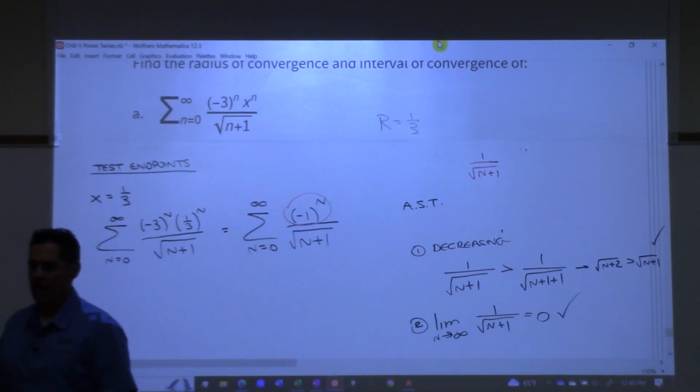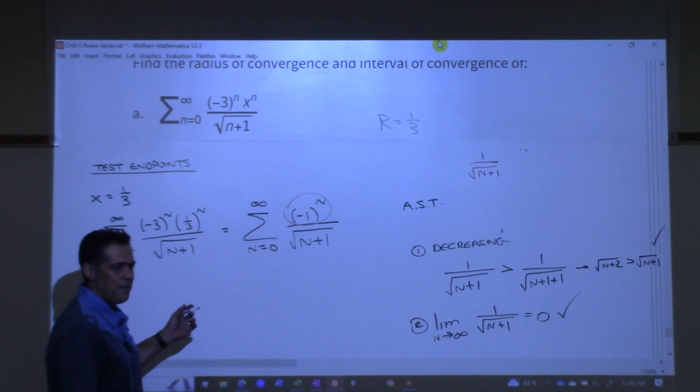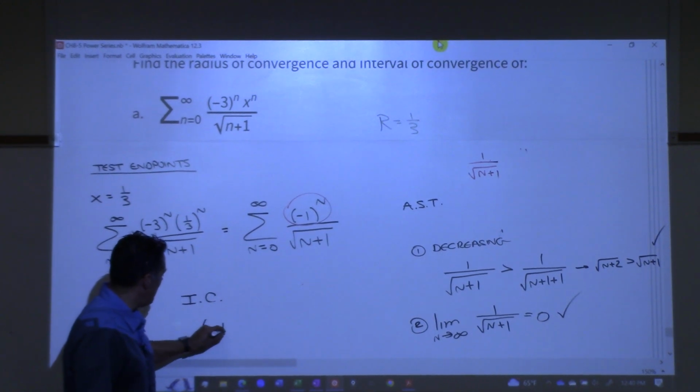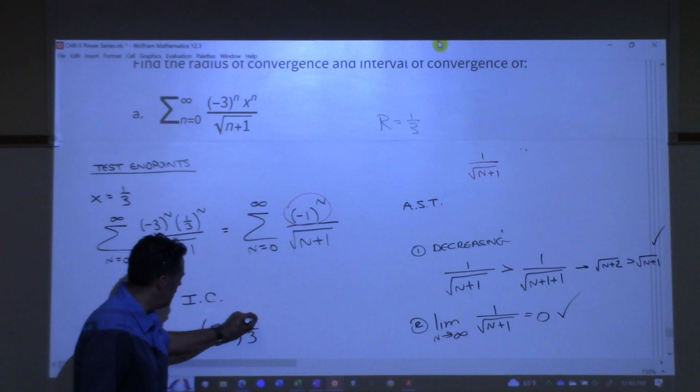So I do want that endpoint, right? So my interval of convergence, my final answer for interval of convergence is, I did not want negative 1/3, but I did want positive 1/3.